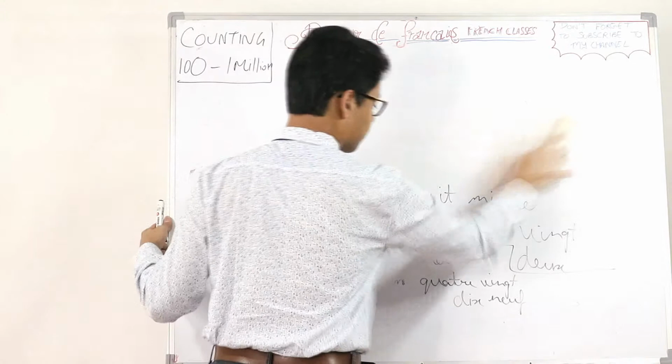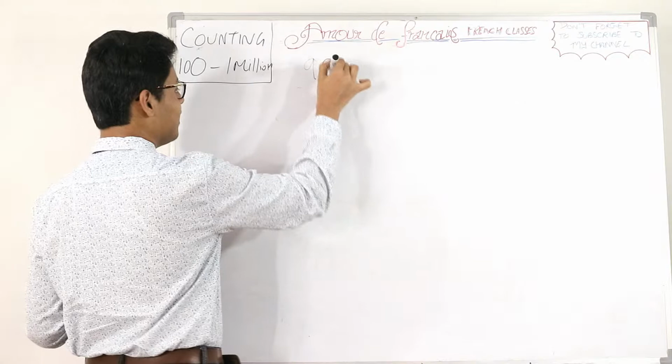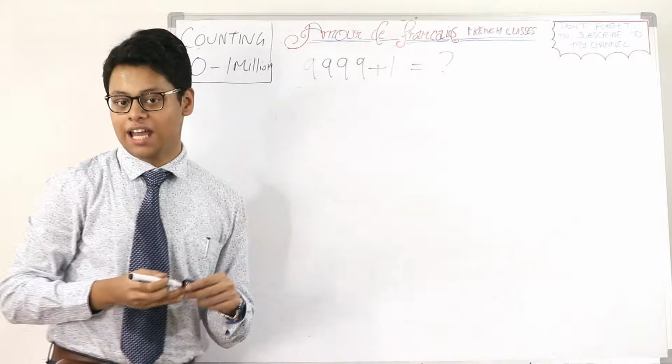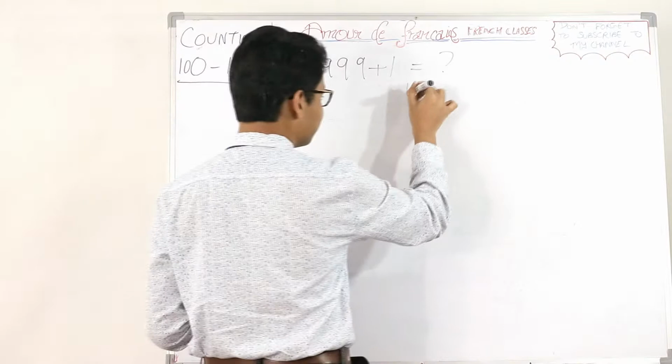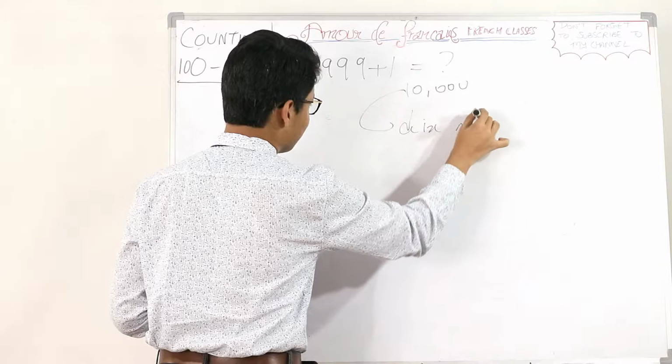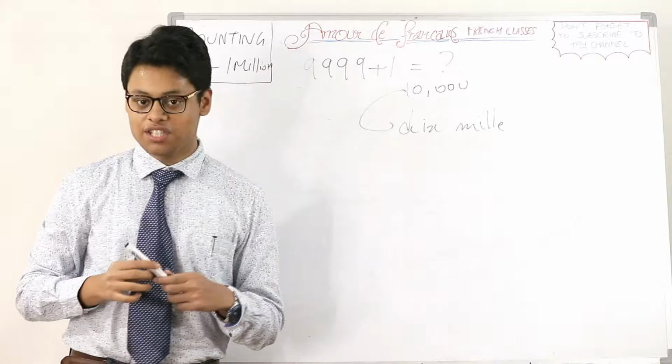Now, an easy question. 9999 plus 1, guess what? 9999 plus 1 is 10,000. And 10,000 can be written like this. So we have entered the 5-digit numbers now.